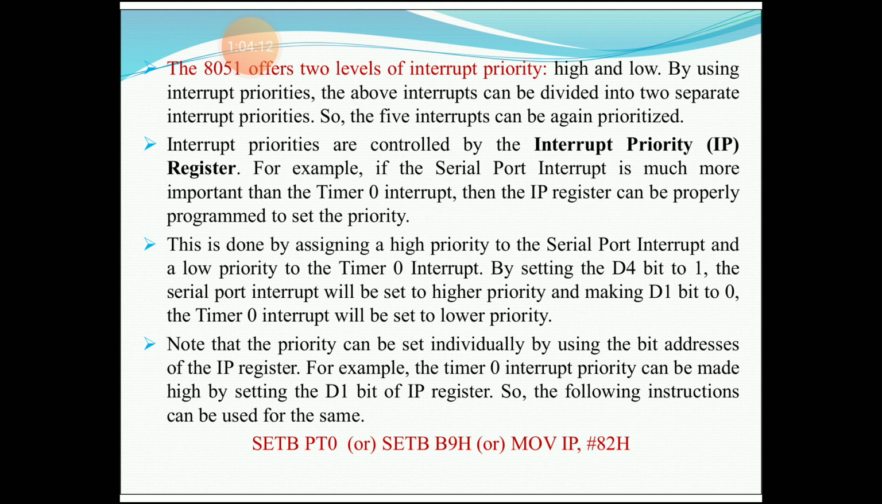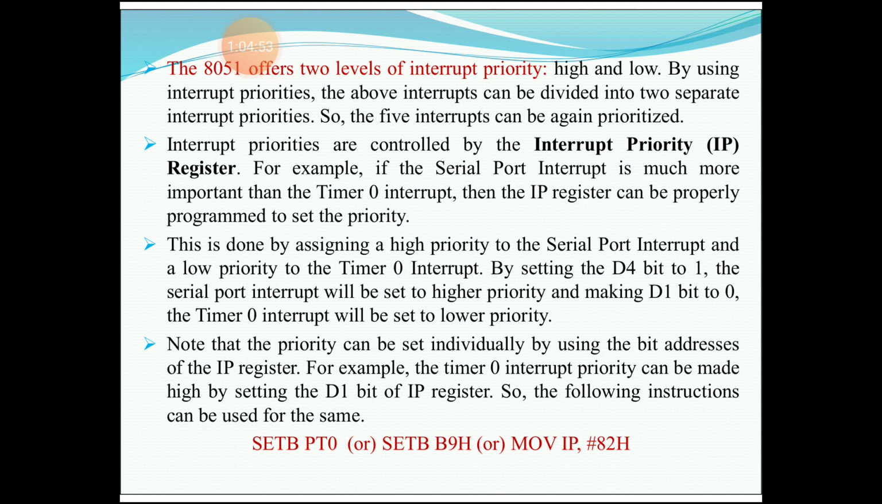Note that the priority can be set individually by using the bit address of the IP register. For example, the timer 0 interrupt can be made the highest priority by setting the D1 bit of the IP register. The following instructions can be used to perform this operation. The IP register is a bit addressable register, so we modify the corresponding bit using bit addressing. SETB PT0. This instruction enables the highest priority for timer 0 in the IP register.